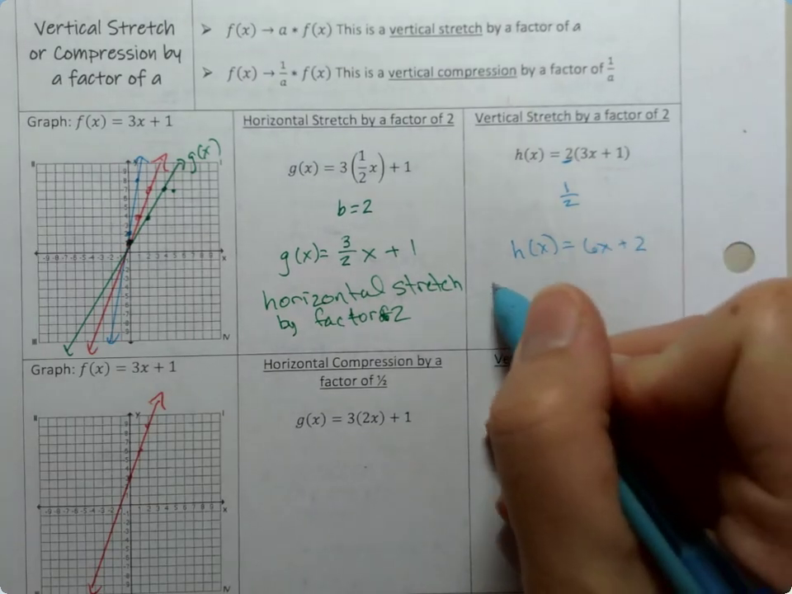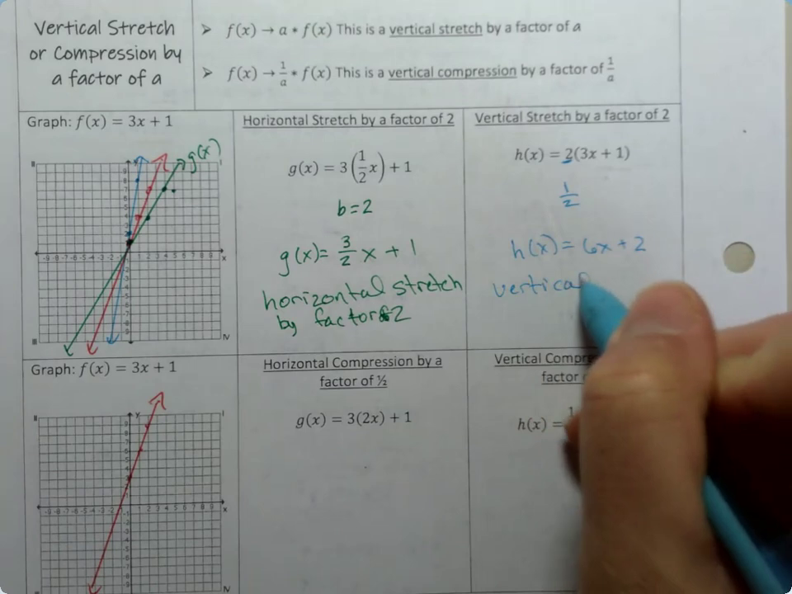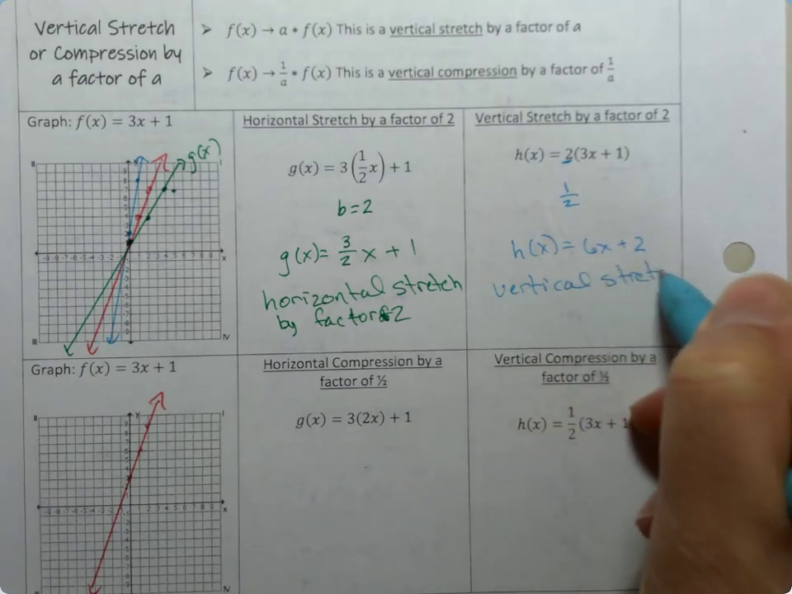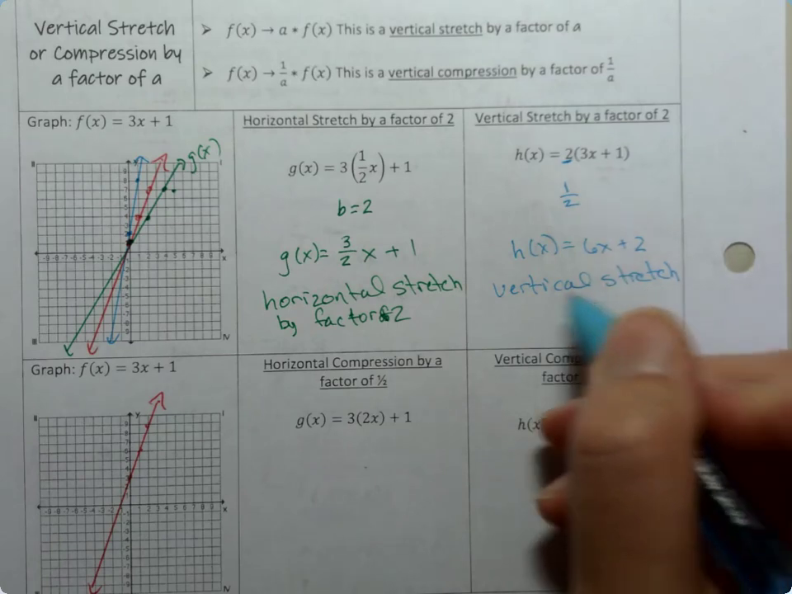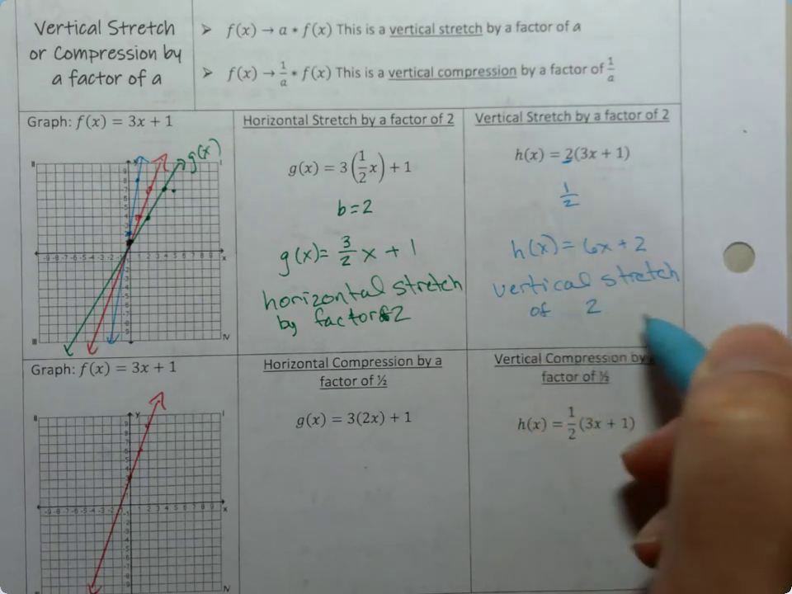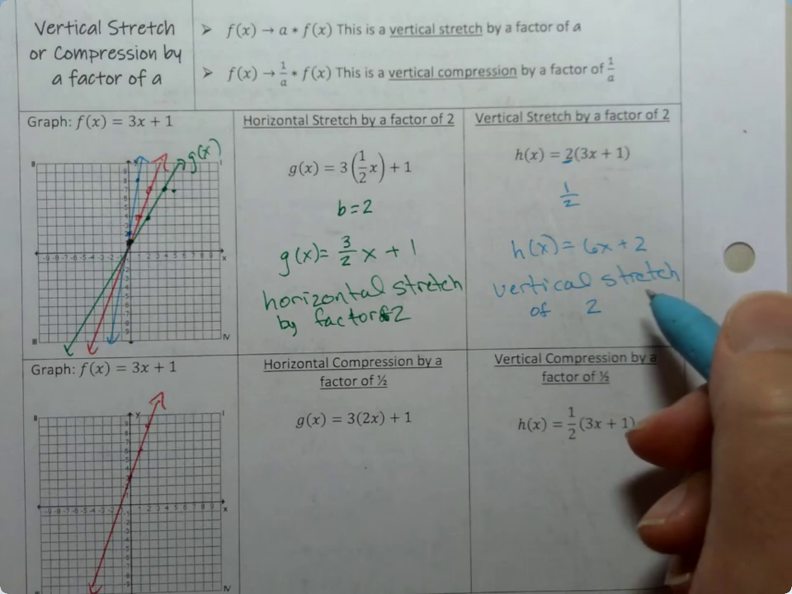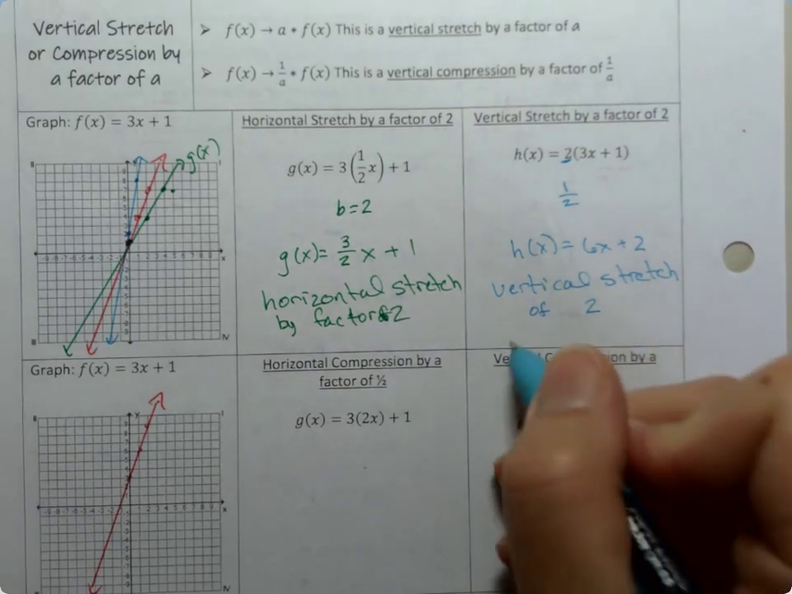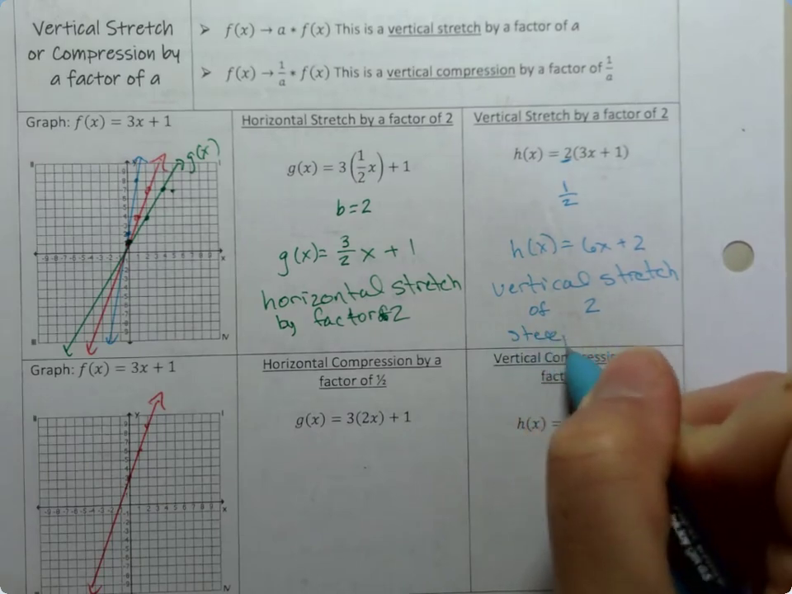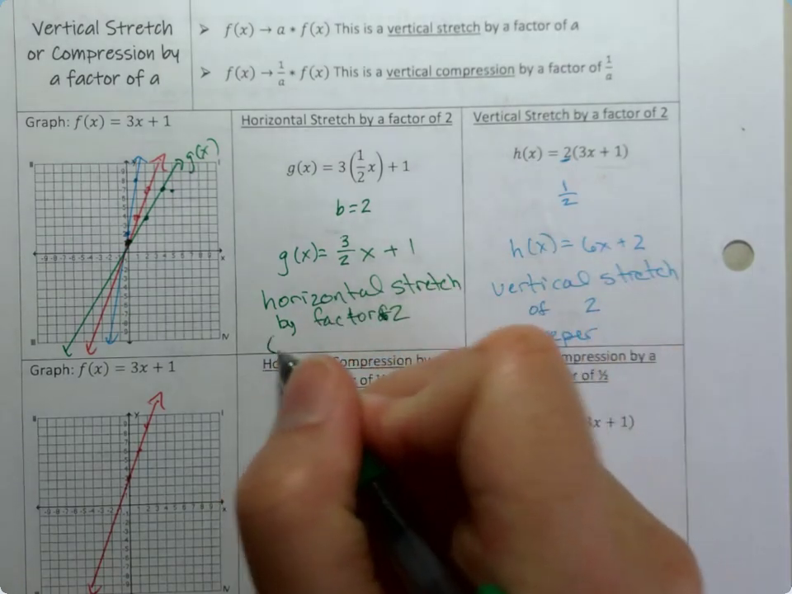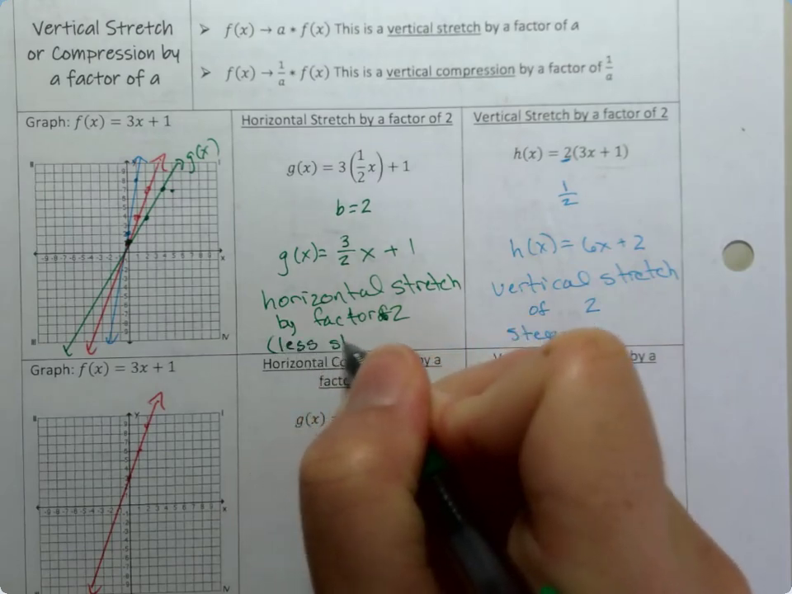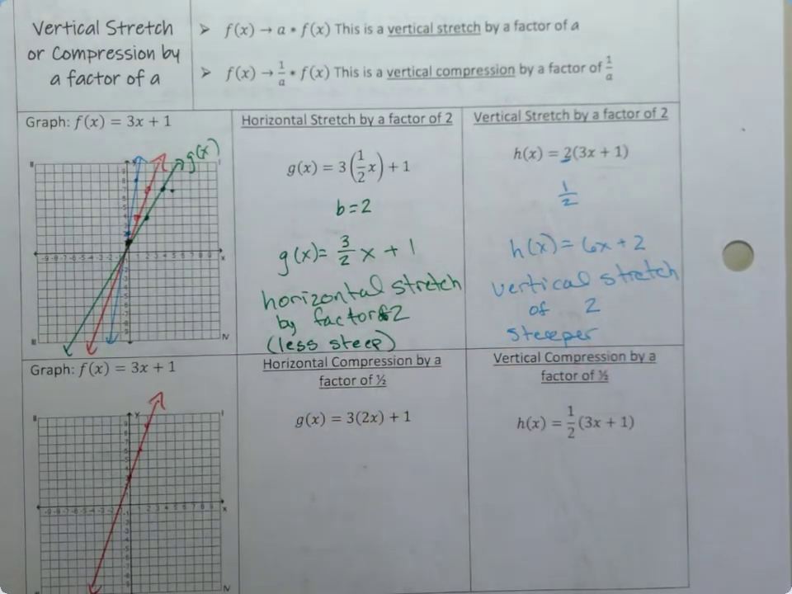All right, so this would be a vertical stretch. We can see the vertical stretch, and how do I know what it's by? Because if you think about it, didn't I double the slope by multiplying it by 2? Vertical stretch of 2. Okay, so we made it steeper. So this one is steeper. And this one over here was what? Do you want to say less steep, pulled horizontally? Less steep? Flatter slope?